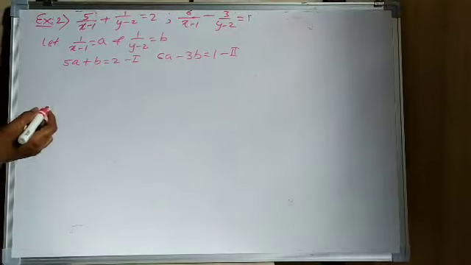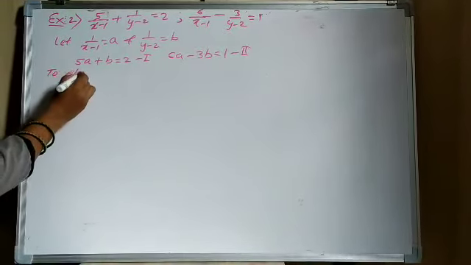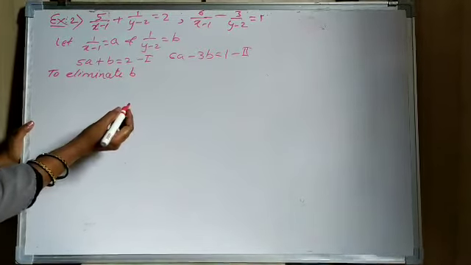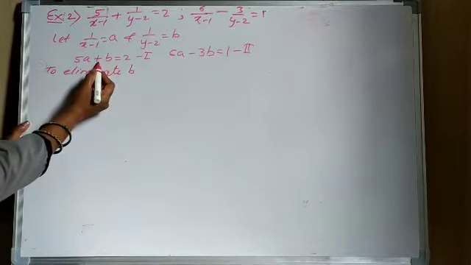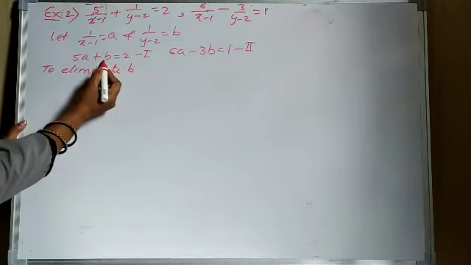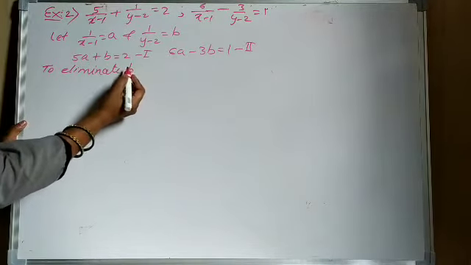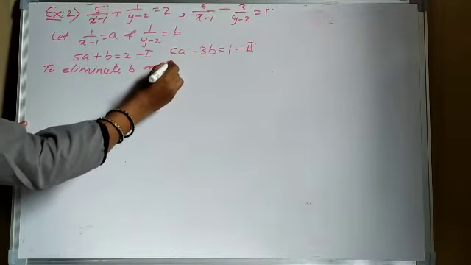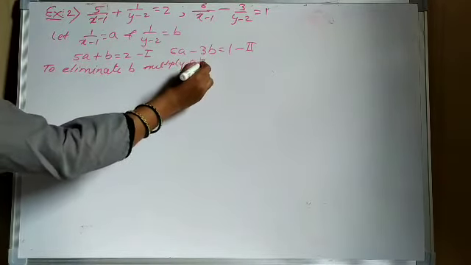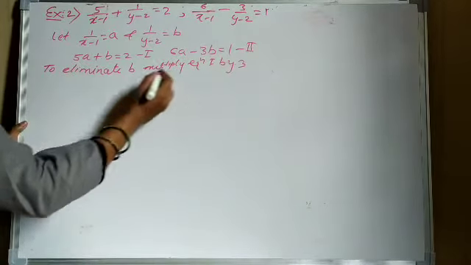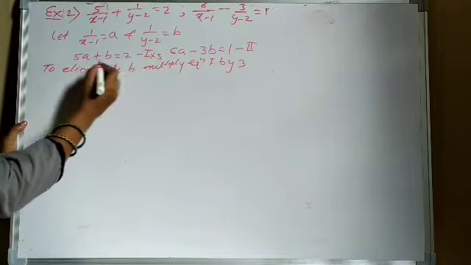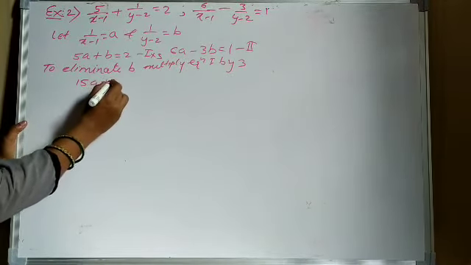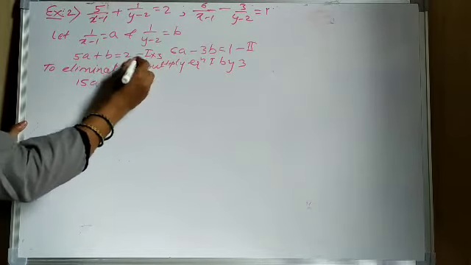Now observe both the equations. To eliminate b, why b? Because here it is minus 3 and here it is plus 1. So if you multiply the first equation by 3, you can eliminate b easily. So multiply equation 1 by 3 and write the answer. Now see here, 5 into 3, 15a plus 3b is equal to 3 into 2, 6.